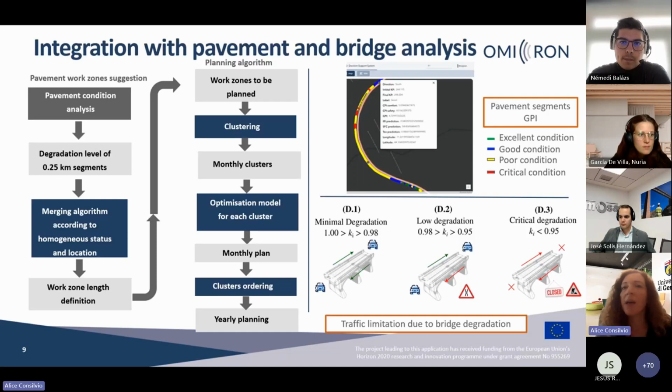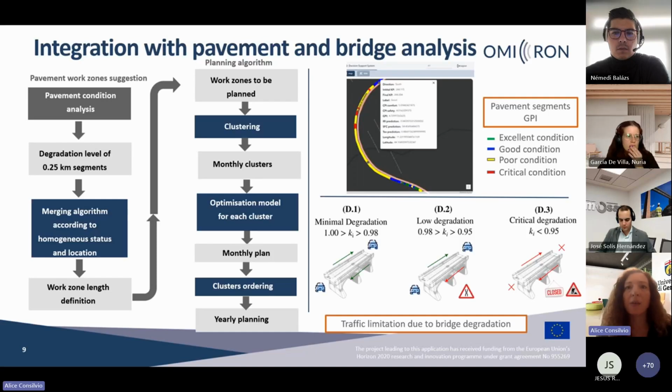the parameters about the loss of stiffness, and we define three different main conditions of minimal degradation, low degradation, and critical degradation. And according to this condition, we also have the effect that we have on the traffic, so the closure of one lane or the complete closure of the bridge. And this traffic limitation due to bridge degradation is also applied before the maintenance execution.